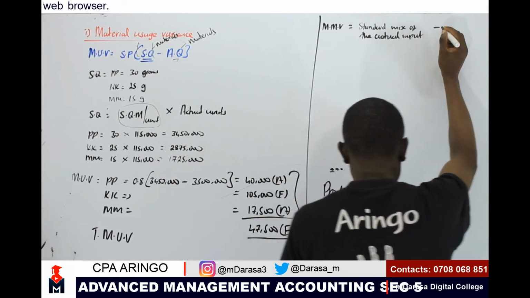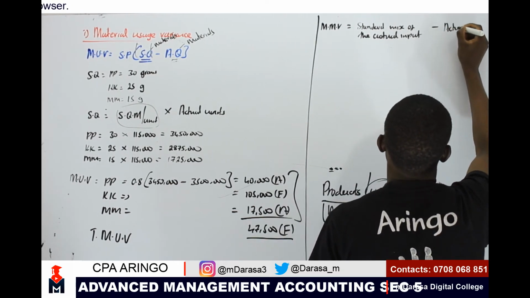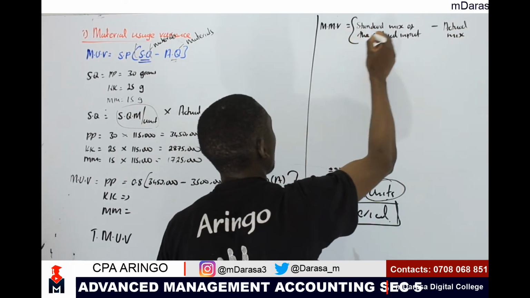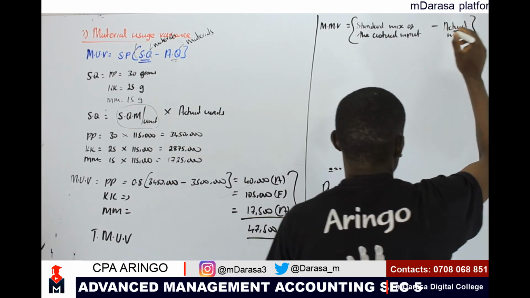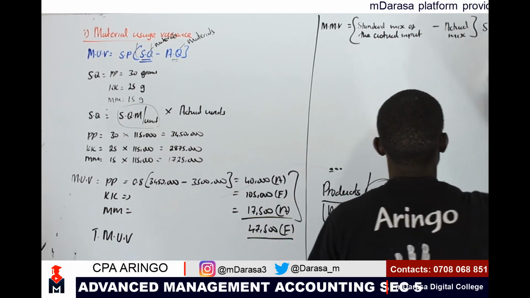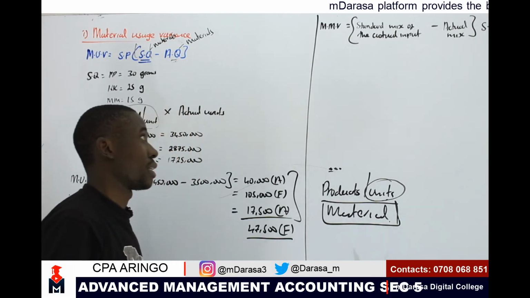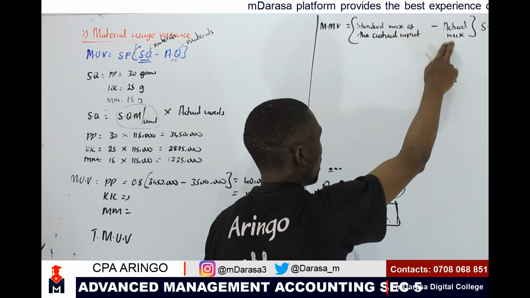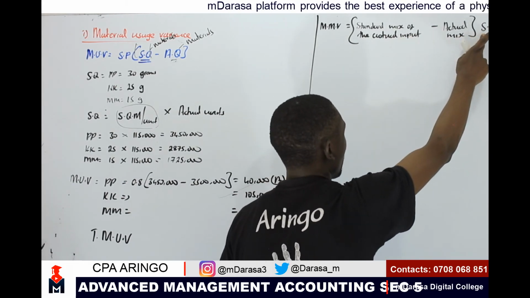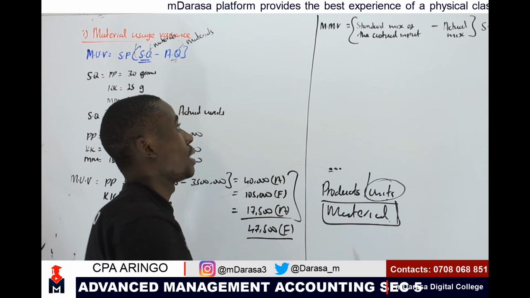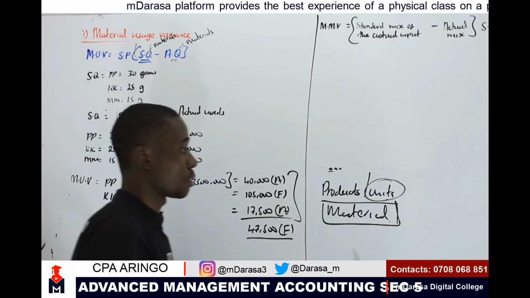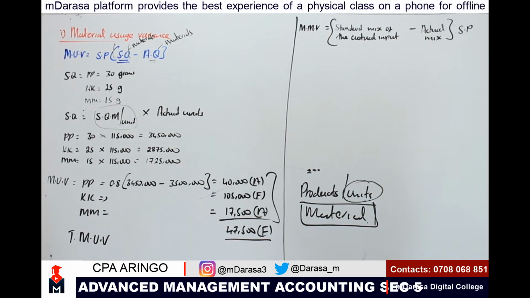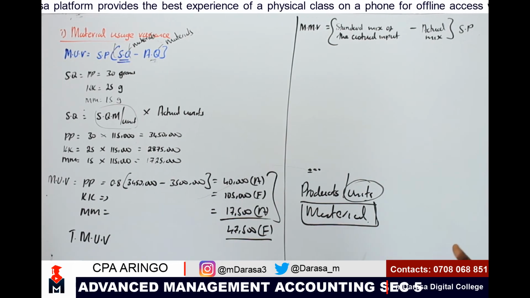With less the actual mix, and in that case I'm going to base all this with our standard price, because I need them in value, because these are just in a unit of measure. To get in value, I have to multiply it by our standard price. So we are talking of the standard mix of the actual input.